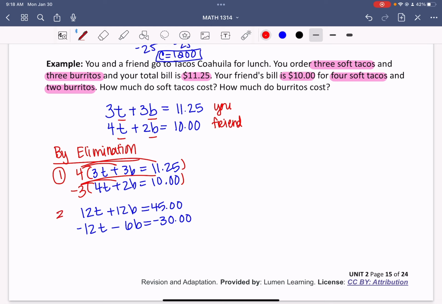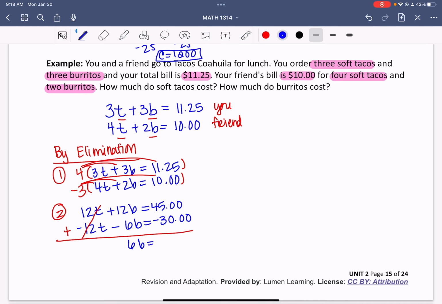Step number 2 in elimination is to add these 2 together. So 12 and -12 cancel. That's the whole reason we want to create those opposites. 12 and -6 give me a 6b equal to positive 15. And I could say $15 to keep it the same. And then divide everything by 6. So we have b equal to 2.50. And so this gives us a way to solve for burritos. It said, how much did your burrito cost? We know that the burritos cost now $2.50.